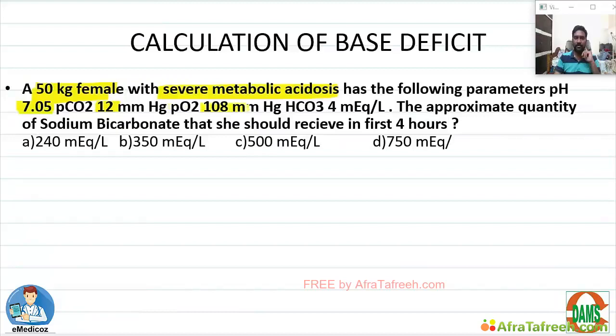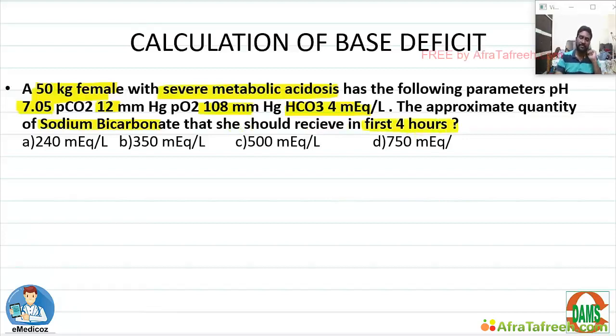PCO2 12, oxygen 108, and bicarbonate of 4. So bicarbonate is 4, very low, and pH is also very low. At this low pH, the body's metabolism will not happen properly and the patient can develop some end organ damage. Now what should be the approximate quantity of sodium bicarbonate that she should receive in the first 4 hours?